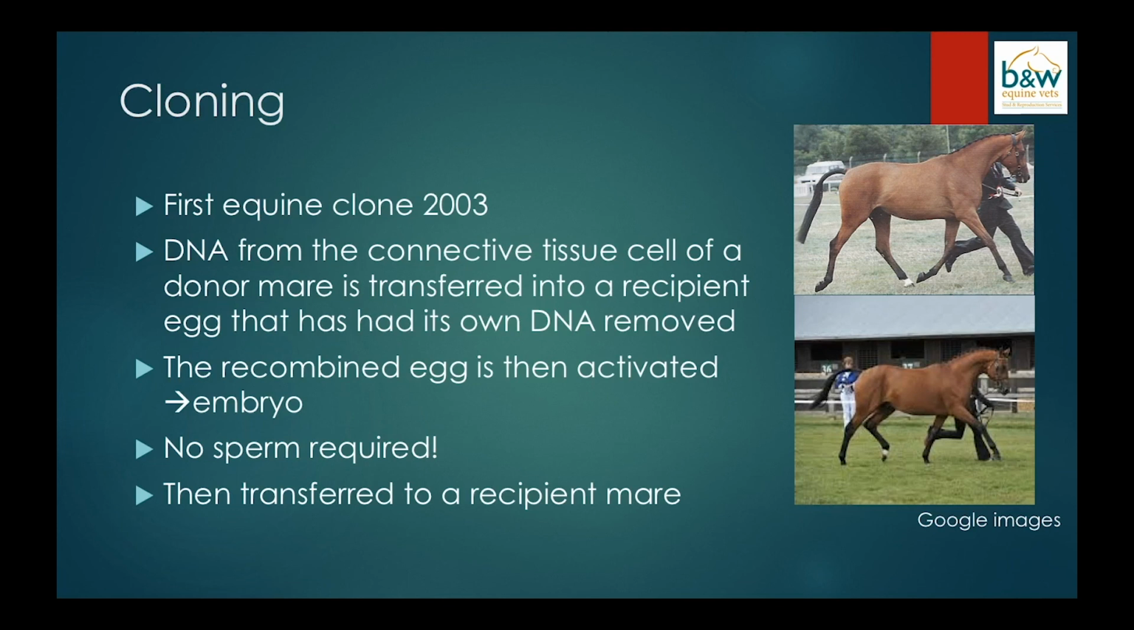And lastly, looking at cloning. The first equine clone occurred in 2003, and the process involves basically DNA being taken from the connective tissue cell of a donor mare, and that DNA is then transferred to a recipient egg that's had its own DNA removed, and the recombined egg is then activated to start developing into an embryo. So no sperm is required, and then that is transferred into a recipient mare that results in an embryo. So here we have Tamarillo and Tomatillo, the pretty famous clones from around these parts.